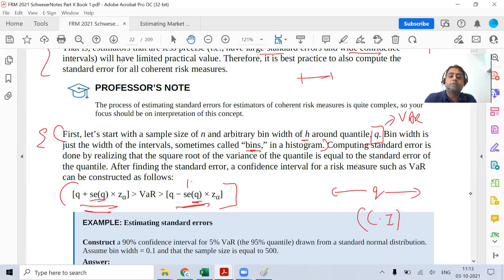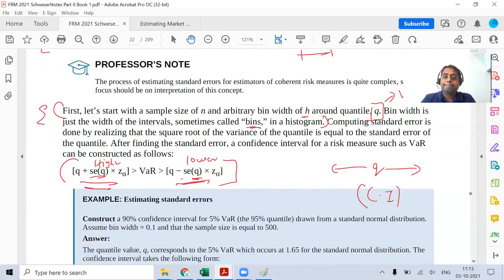Sorry, this is the lower value. My bad, because there is a minus over here, and this is a higher value in terms of absolute point. See, the VaR is in the negative sense, hence you will find the lower side being bigger. I'll explain that when we do that sum.